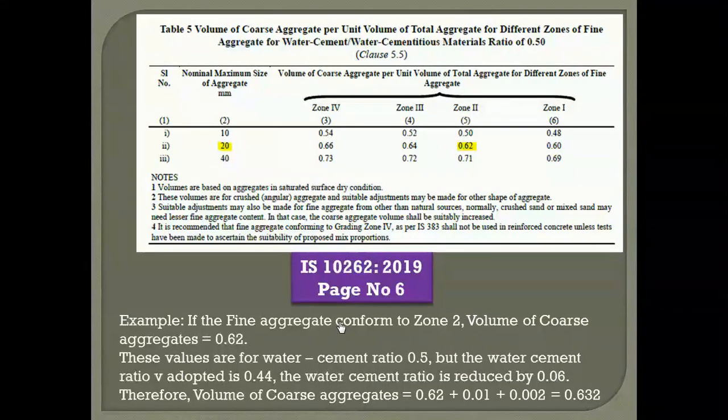If you have still not understood, when we take up the problem you will get to know, don't worry. I hope you have understood, because I have given it clearly. I have put 0.62 plus 0.01 plus 0.002. If you have any doubt, you can ask me through WhatsApp.